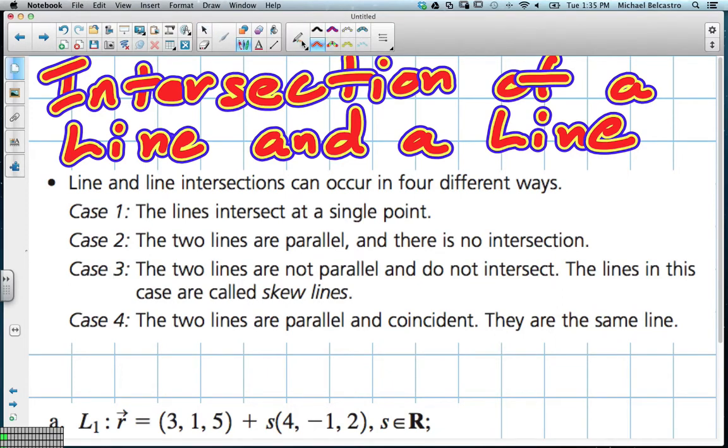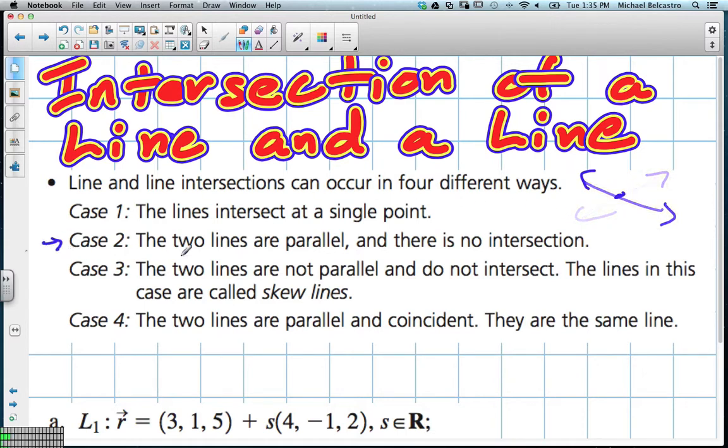Okay, so we're going to go over the intersection of a line and a line. And we have, as you can see, 4 different cases for when these events would happen in 3 space. The lines intersect at a single point is a pretty simple idea. We're going through 3 space, and we have 2 lines. They intersect at a point.